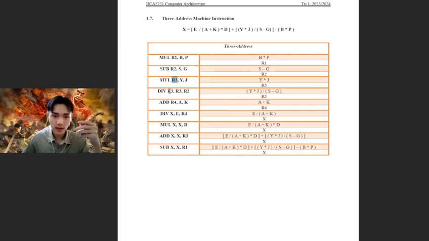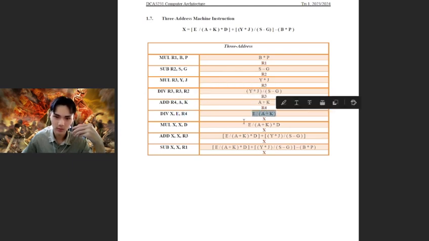And divide R3 with R2, which also means Y times J divided with S minus G, and store in R3, like so. And later we will be adding A and K and store it in the address R4. And now we will be using the address X as we are reaching the final stage. So E will be divided with R4, which is also known as A plus K, like so.